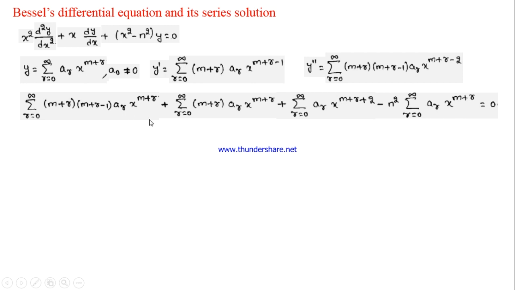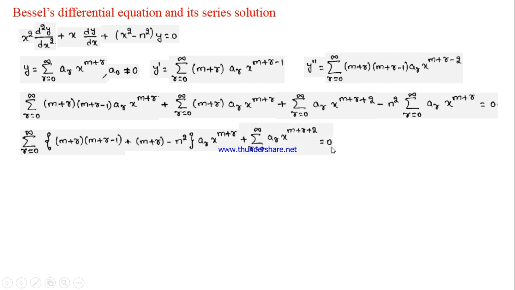Now from the first, second and fourth term, ar x power m plus r is common, and all the summations start with the same limit r equal to 0. So we will combine all these terms to write a single expression: summation m plus r into m plus r minus 1 from the first term, plus m plus r from the second term, and from the fourth term it is just minus n square, into ar x power m plus r. I will write the third term as it is and equate it to 0.